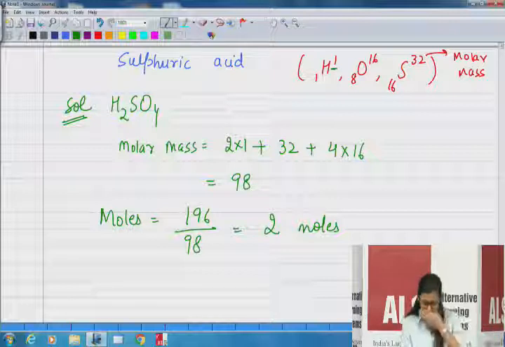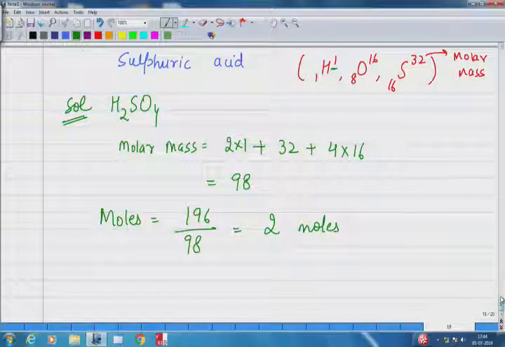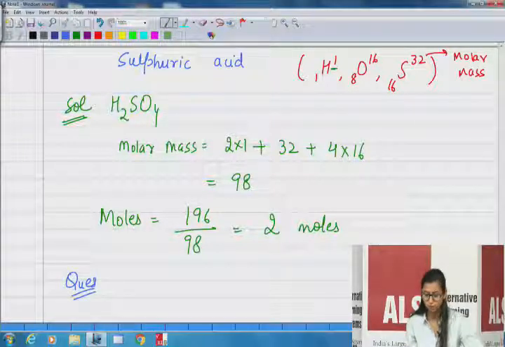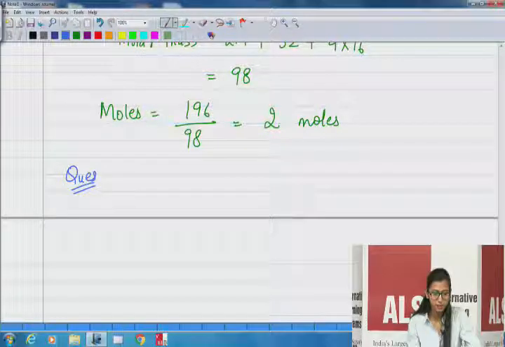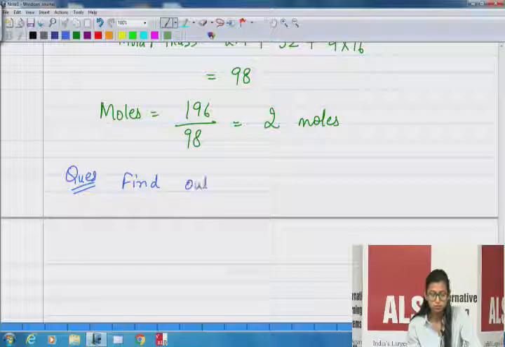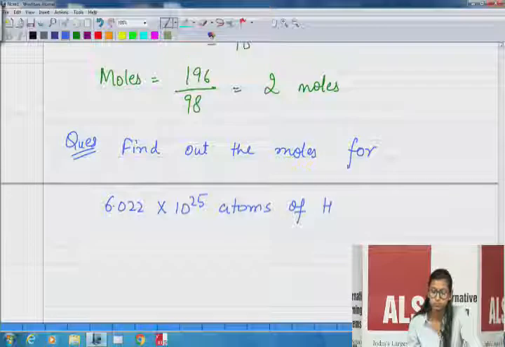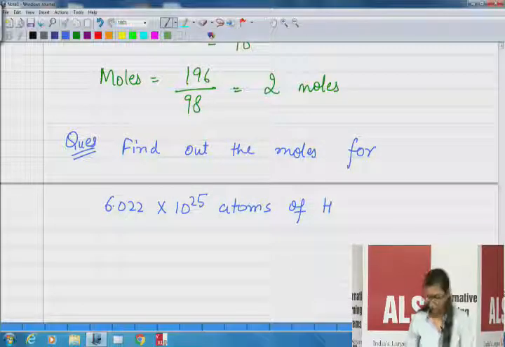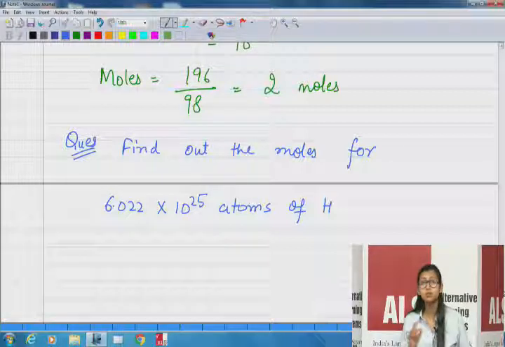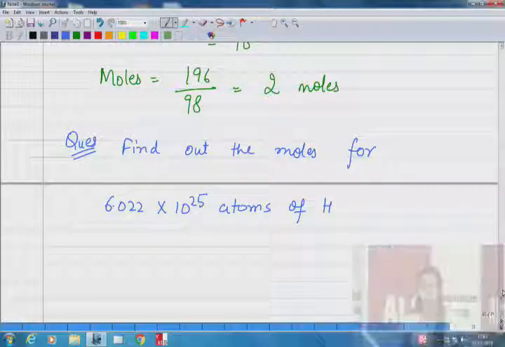Okay then, we are done with this question. Let's do some more questions, some different type. This time, find out the moles for 6.022 into 10 to the power 25 atoms of hydrogen. This time I haven't given you any mass, so obviously there will be no use of that mass formula. I have given you one more formula, apply that. A number is given to you, just try by yourself, then I'll tell you.